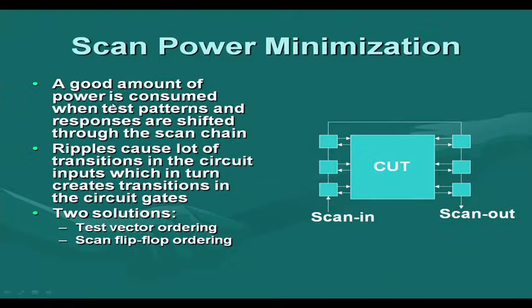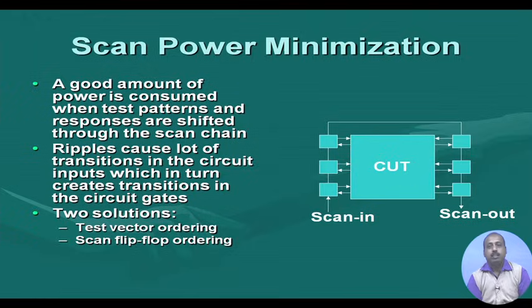So, this is the first observation, that a good amount of power is consumed when test patterns and responses are shifted through the scan chain. When I am shifting in the pattern, it will create transitions in these flip flops. As a result, the primary inputs will see some transitions here, and as a result this circuit will start consuming power. So, this is a major source of power consumption.